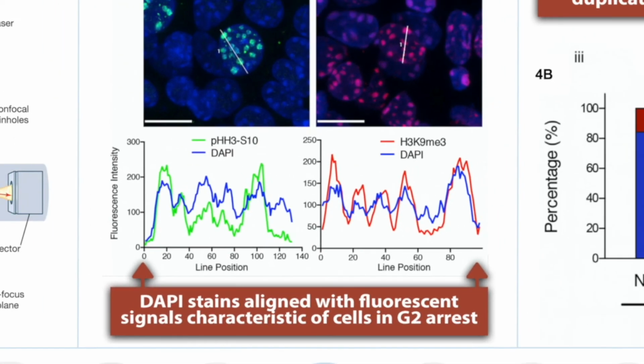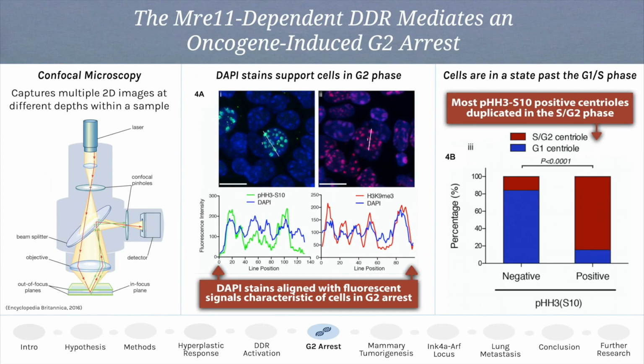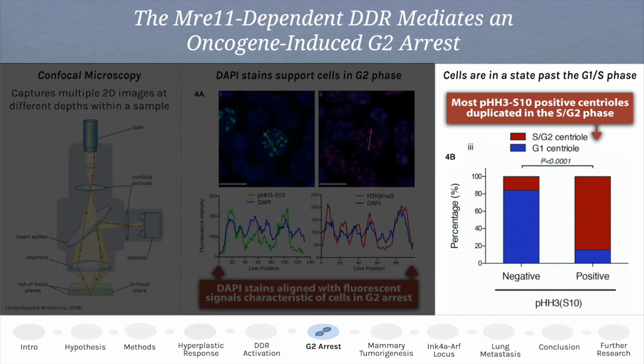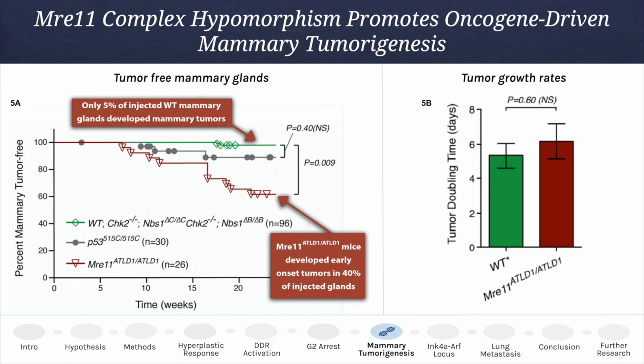However, the researchers were concerned that the cells retained the signal and still went through mitosis. So they stained centrioles with PHH3S10, which were denoted as positive, while the centrioles without the signal were negative. The fact that most of the positive PHH3S10 centrioles were in the S/G2 phase further supports that the cells are in G2 arrest. Here, the researchers are analyzing the phenotypic severity of each of the different types of mice.